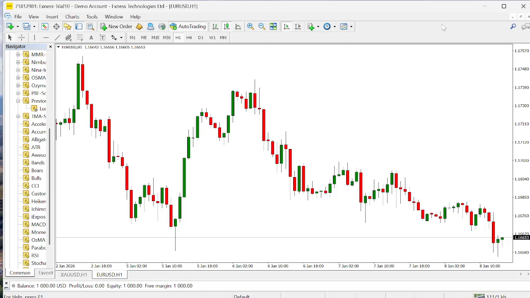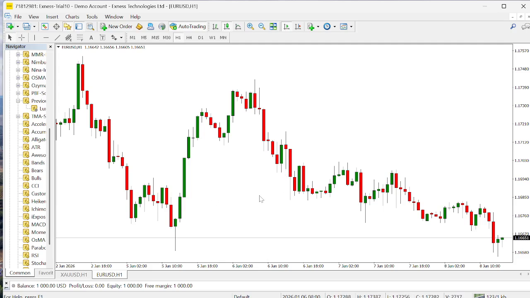Hi traders, in this video we are looking at the previous high-low indicator for MT4 and MT5. This indicator plots previous significant highs and lows on your chart so you can easily see key support and resistance levels. In this video, you will learn what these levels represent, how they appear, and which aspects you can control.